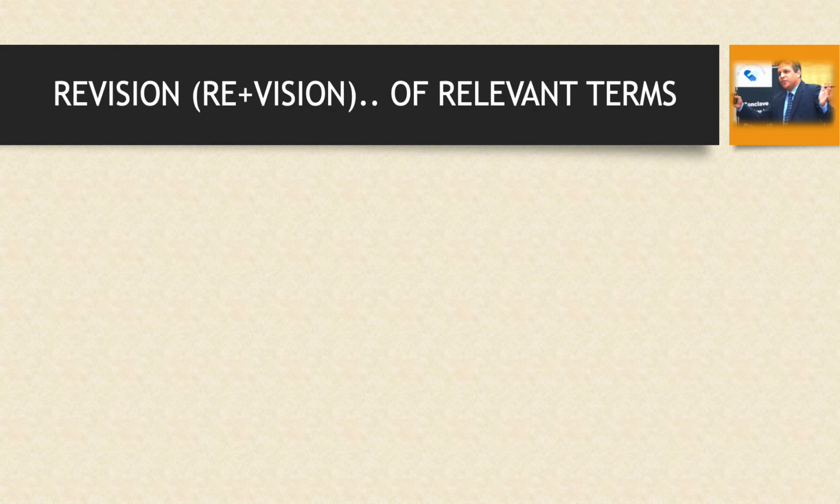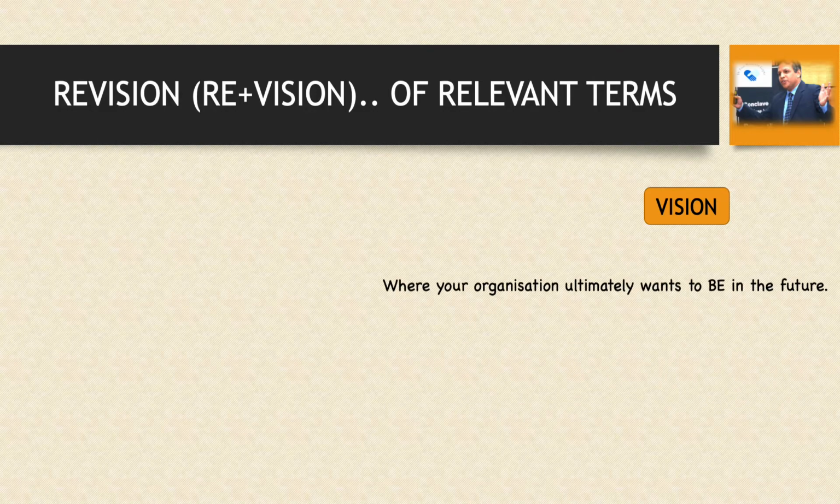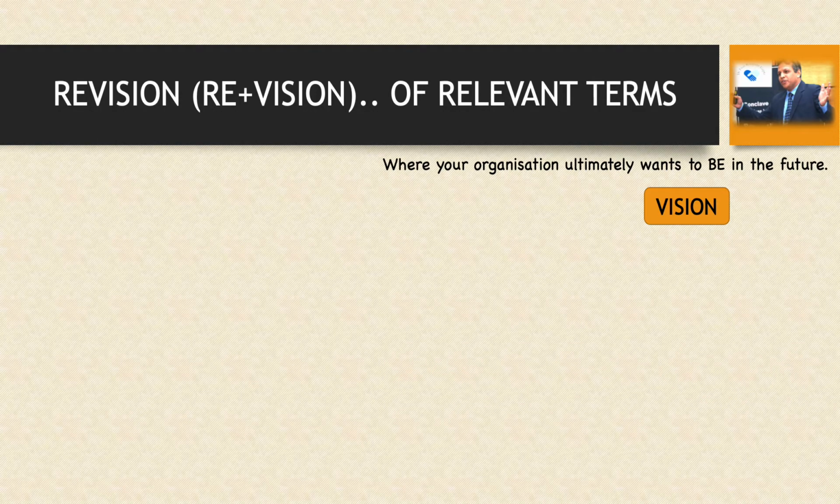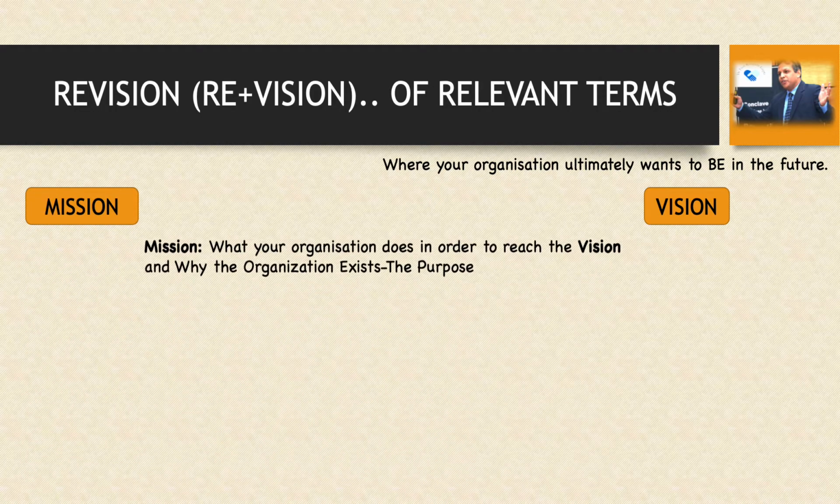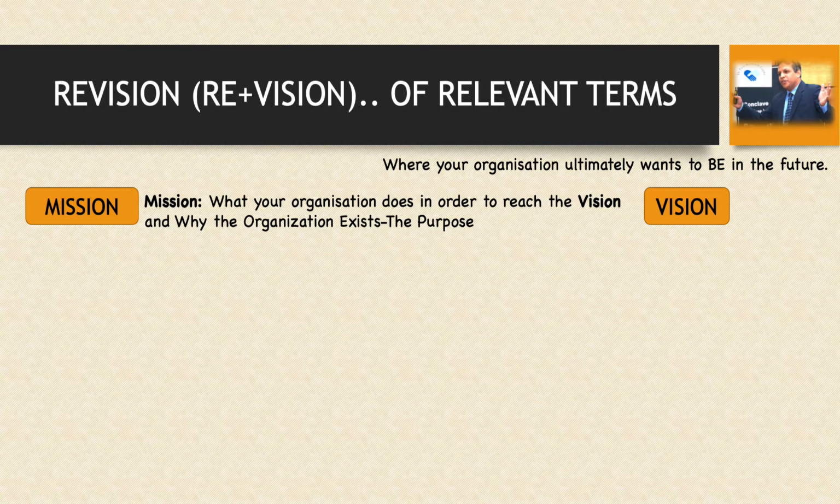Okay, have you ever noted, friends, that in this word revision, it is actually re-vision, having a new look at certain terms. But first, we have vision. Vision, of course, is where your organization ultimately wants to be in the future. Then we have another word, mission. Mission is what your organization does in order to reach the vision and why the organization actually exists, the purpose of the organization. Then you have a term called the goal.